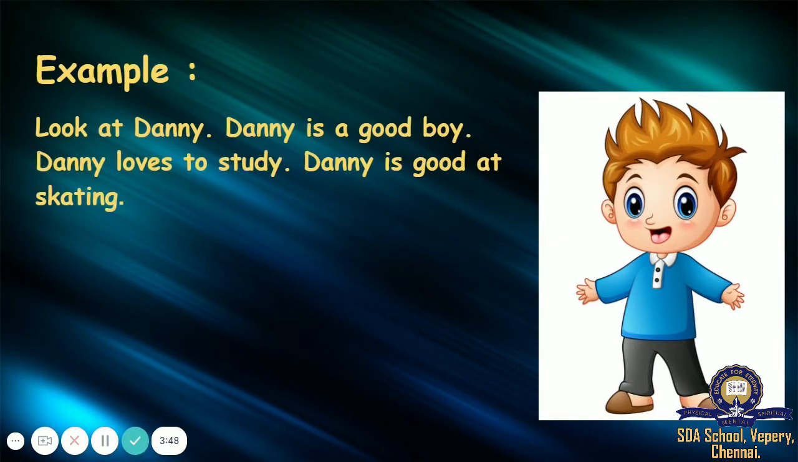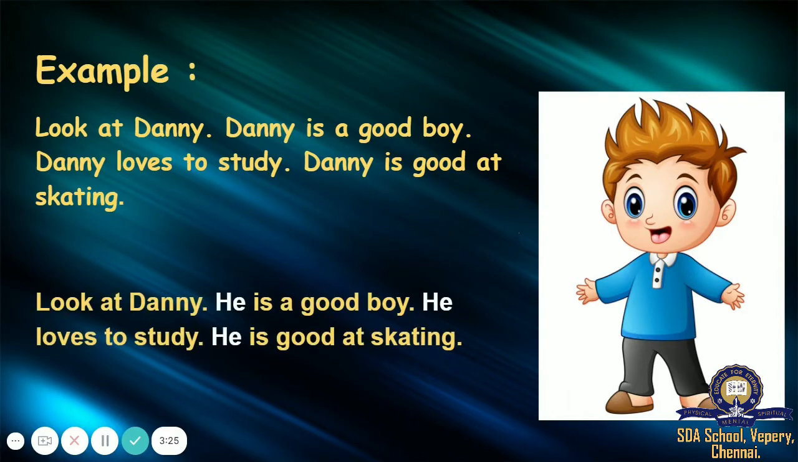Look at Danny. Danny is a good boy. Danny loves to study. Danny is good at skating. So here, these sentences describe Danny. Instead of repeating his name, we can use the pronoun he. We can say, look at Danny. He is a good boy. He loves to study. He is good at skating. So, pronouns are words which are used in place of nouns to avoid repetition.